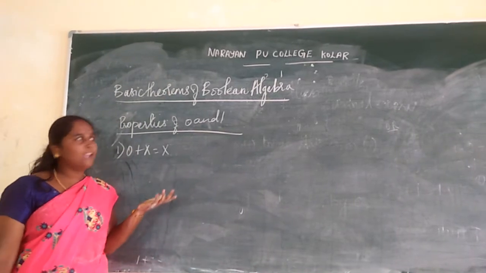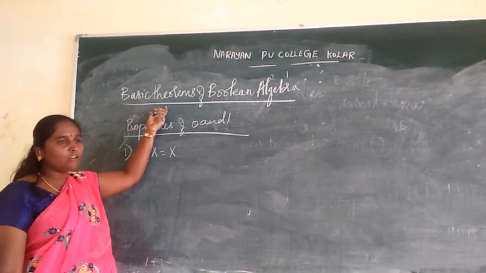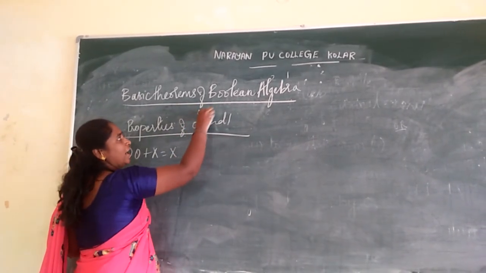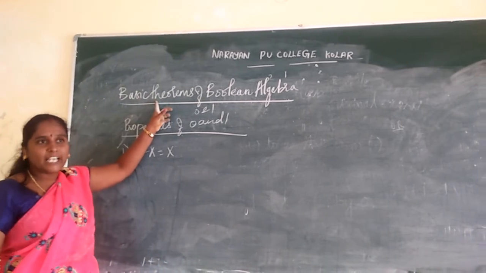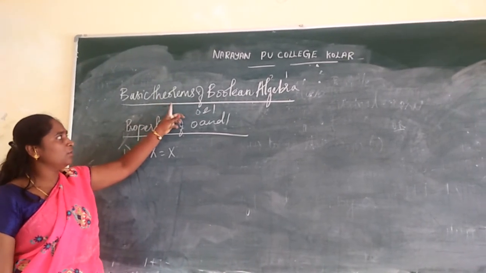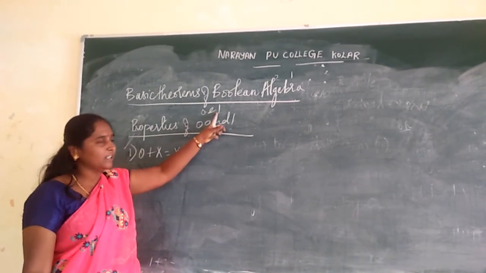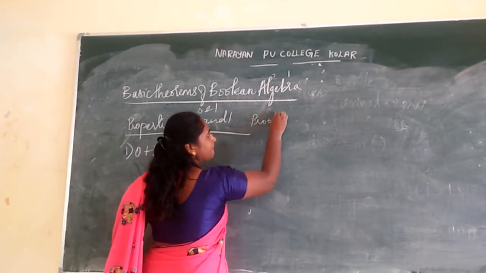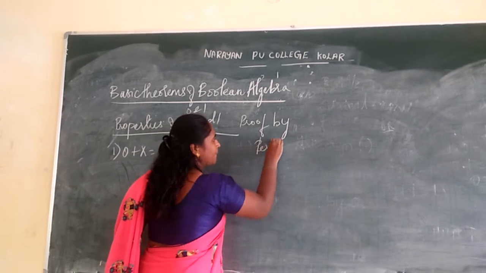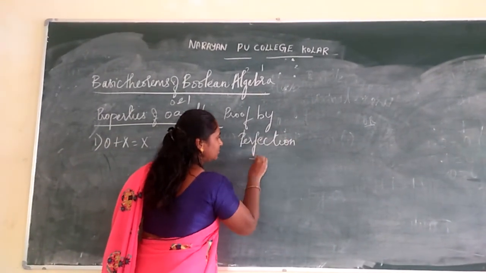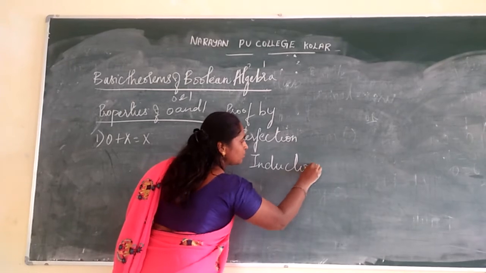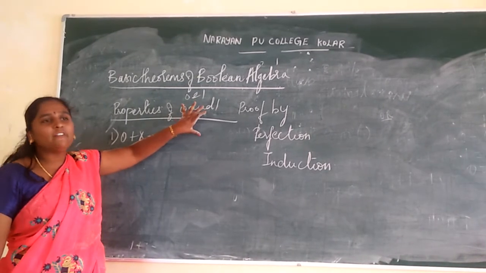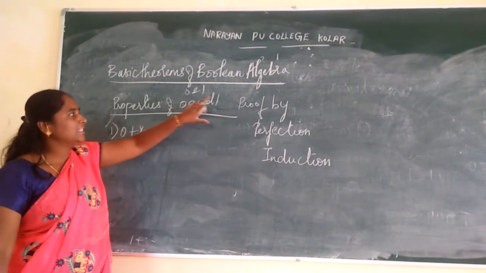In another way I can say basic theorems can be proved by substituting all the possible values of a variable, that is nothing but 0 and 1. This substituting or proving technique we call proof by perfect induction. One more question: what does proof by perfect induction mean? It's nothing but substituting all the possible values of zeros and ones.